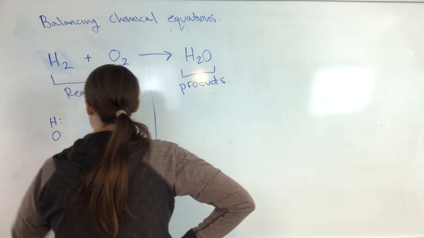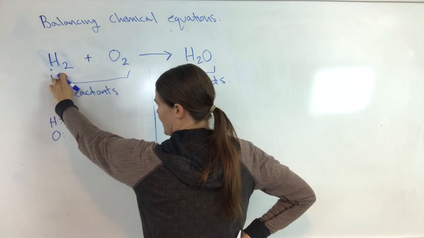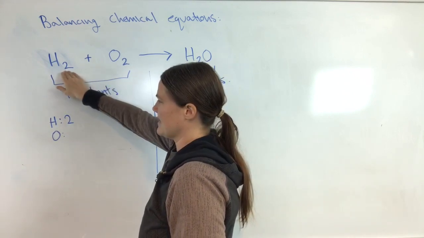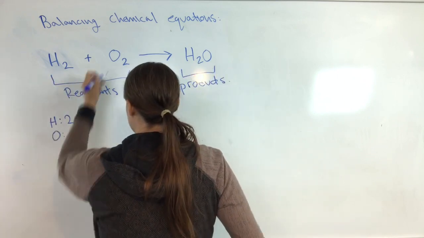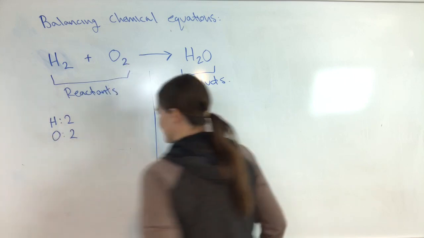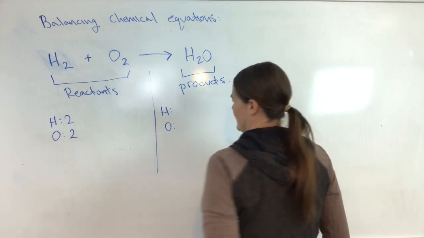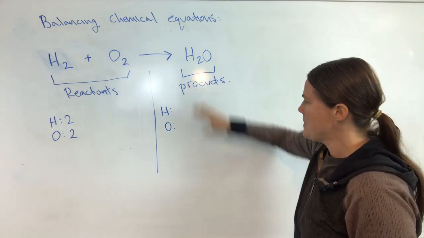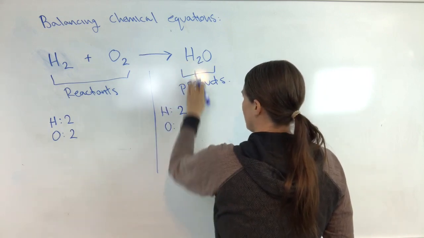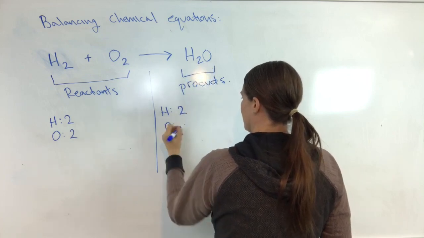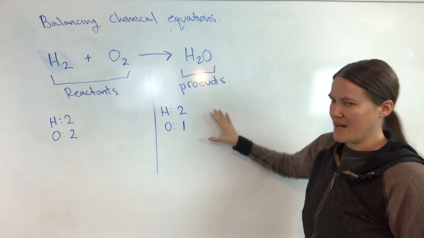on both sides. So on this side I have 2 hydrogens, so I have the H and then 2, showing that we have 2 hydrogens bonded together in this compound, and then we have 2 oxygens. And then I just list what I have on this side. So I have hydrogen and oxygen on this side. Looking at what we have here, we have 2 hydrogens and 1 oxygen. So is this equation balanced?